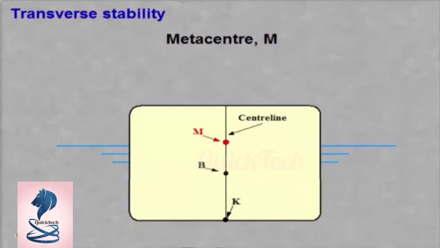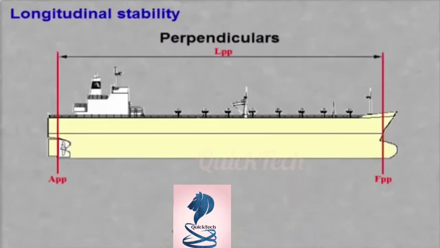Perpendiculars are constructed vertical lines forward and aft, used for measurement purposes. The forward perpendicular goes through the forward end point of the constructed waterline. The aft perpendicular goes through the rudder shaft.